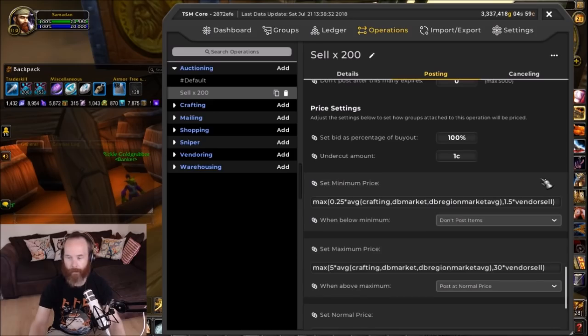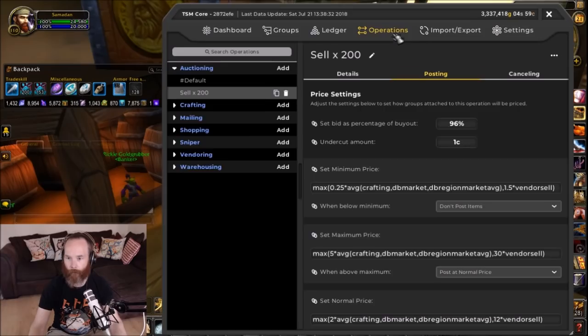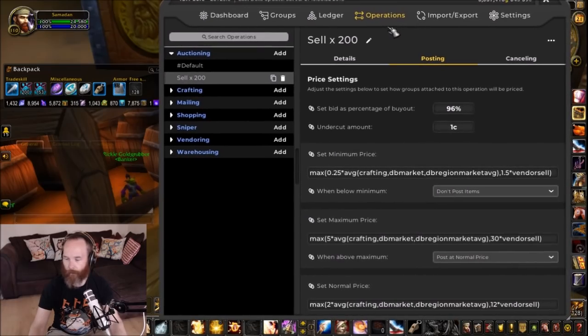Going down here, this is the good stuff. So price settings: you can set a bid amount to be slightly lower than your buyout price. This could maybe tempt someone to put in a bid for an item. I sometimes put this down to something like 96%. It's completely up to you. Undercut amount, I would always recommend to keep at 1 copper. Now these are the 3 main operations.